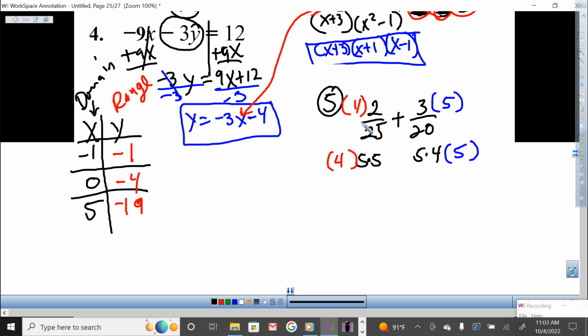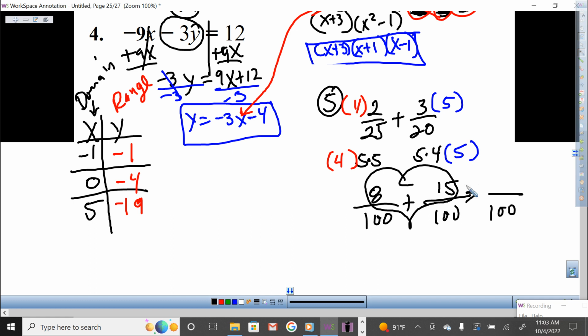And now let's rewrite these fractions. The numerator is 4 times 2, that's 8. The denominator is 5 times 5, 25 times 4, that's 100. Plus, this one is also 100. And 5 times 3, that's 15. Common denominator is 100. Focus on the numerator. That is 23. And have you got that by yourself? Okay. All right, we'll stop right there.